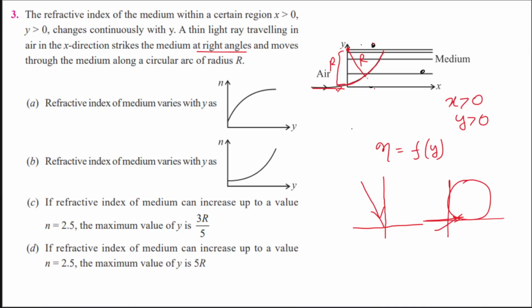Why right angle? Because look, it is along the x-axis. At this point the surface is this one. So the normal to the surface is this. The angle is 90 degrees. And that is why it is so.